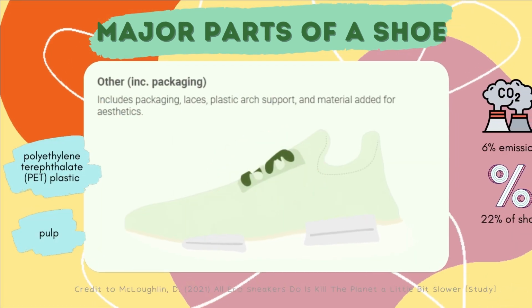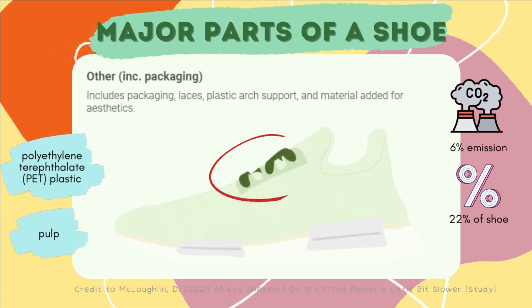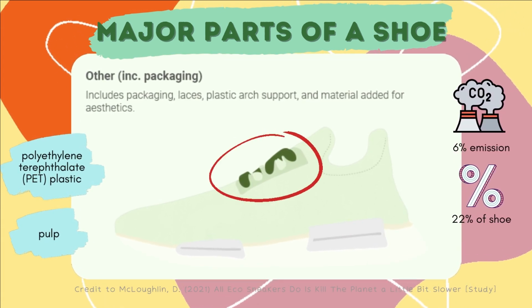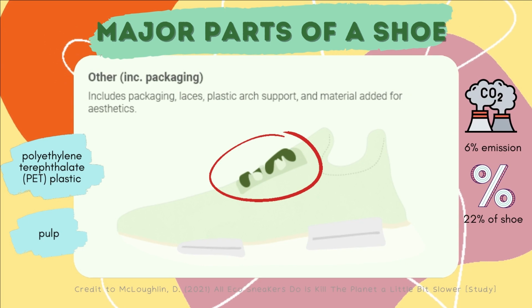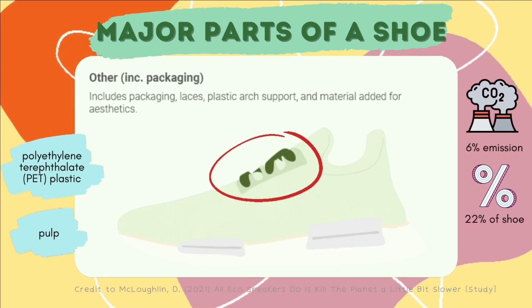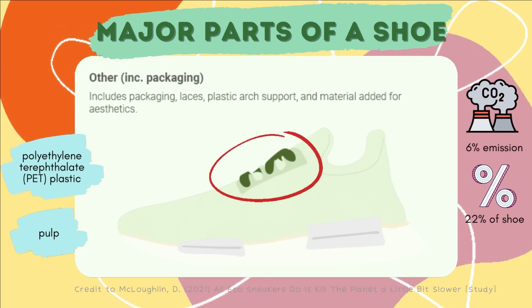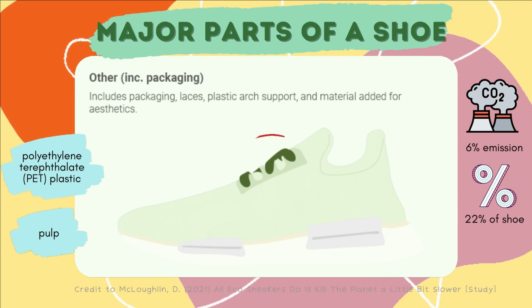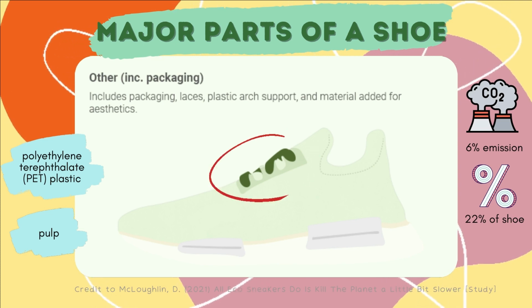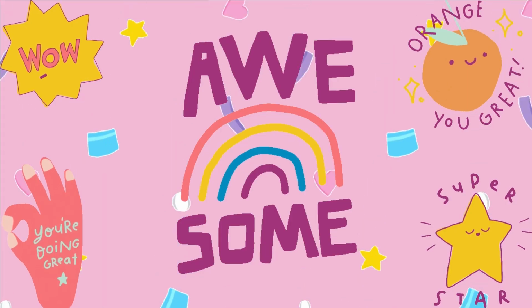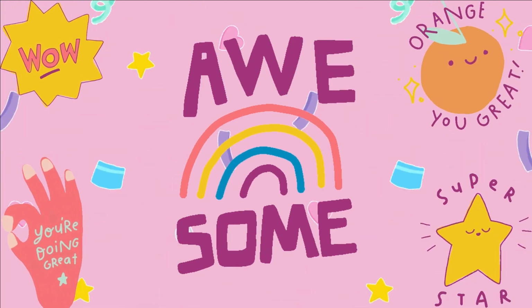Last but not least are the other minor parts, which include packaging and materials added for aesthetics. They are usually made up of polyethylene terephthalate (PET) plastic and pulp. They cover about 22% of the shoes and contribute to 6% of carbon emission. You're doing great! Stay focused, we're almost there!